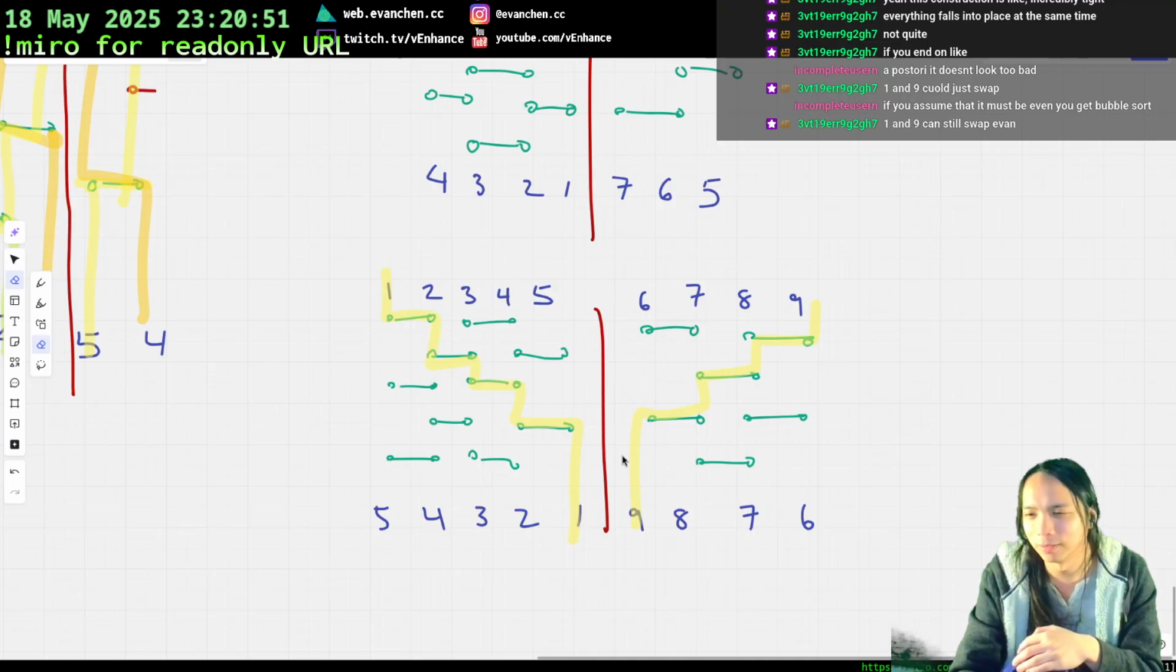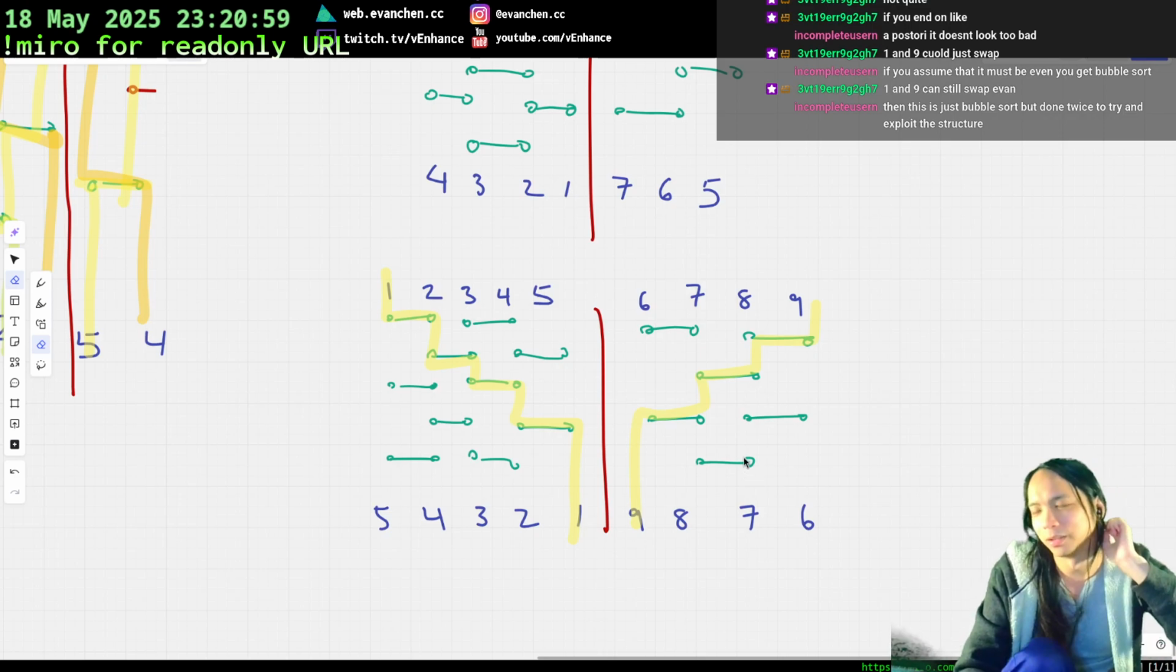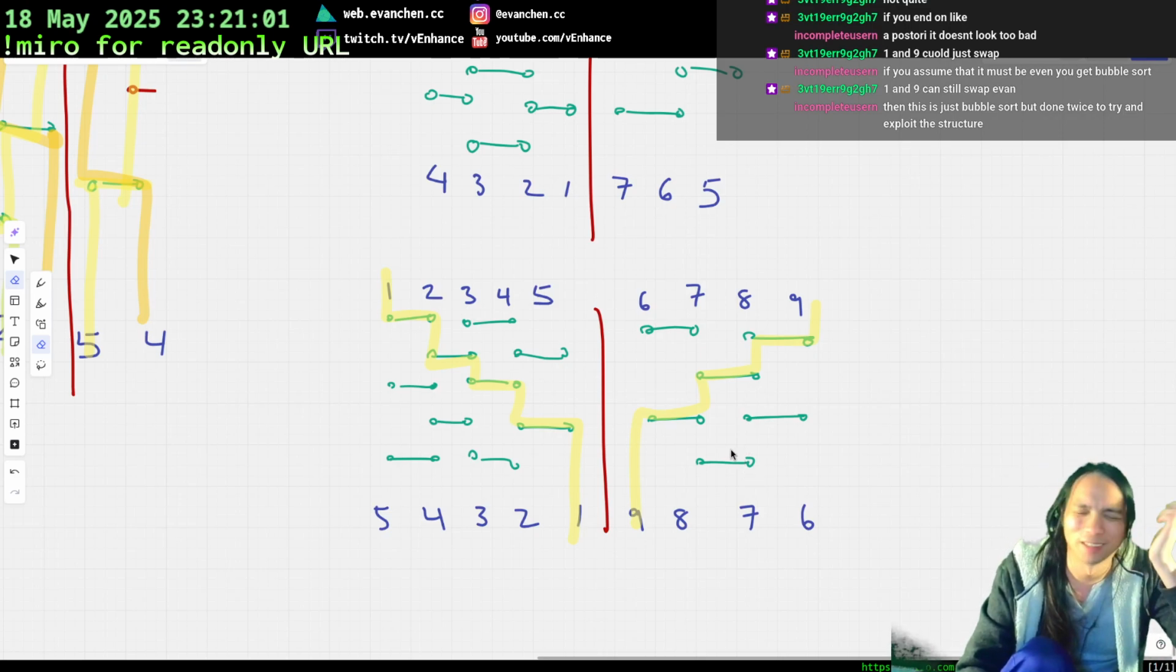This bound's off by just a little bit because I don't get the last row. I think I'm going to be off by a linear term. 1 and 9 don't swap. Oh shit, yeah, they could also just swap. Oh crap.